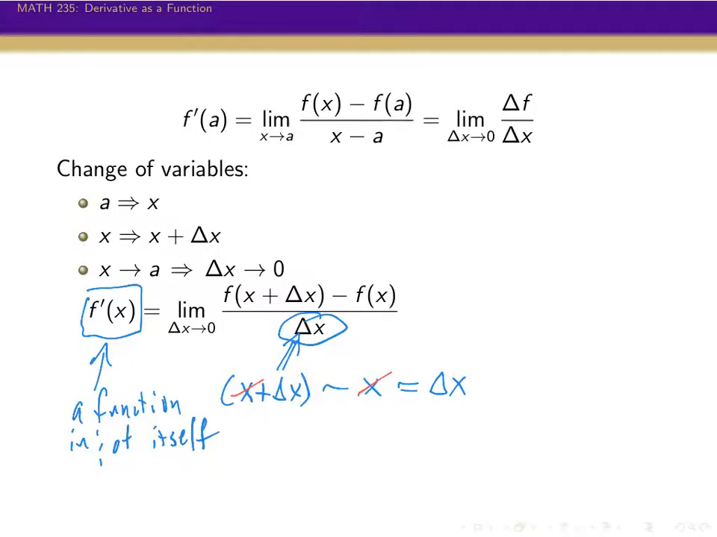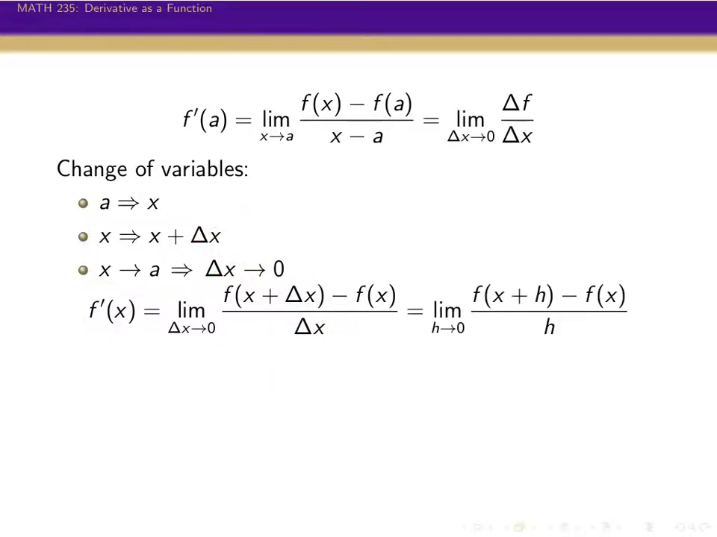Now, often, to make things a little bit shorter, rather than writing delta x everywhere, and this is often used in books, the letter h is used. So if we swap that, this limit definition becomes this. Now it's the limit as h goes to 0 of f of x plus h minus f of x, divided by h. And so again, this delta x and h are playing the exact same roles.